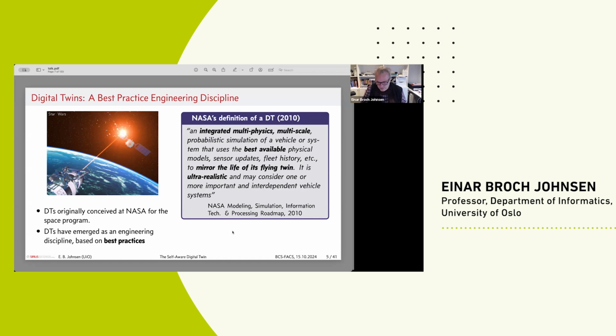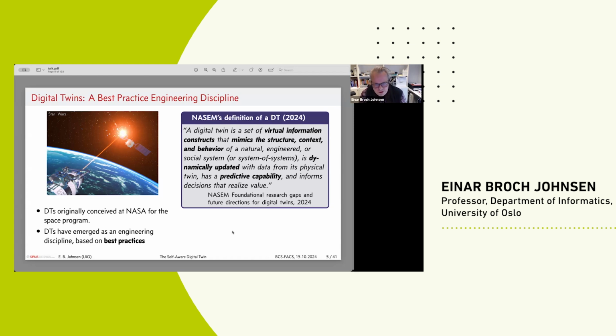Now, a more recent definition of a digital twin is one from the National Academy of Science, Engineering and Medicine from this year. It's still a US definition, from 2024, and it has changed quite a bit. Here they talk about a digital twin as a set of information constructs that are virtual, that mimic the structure, context, and behavior of a natural, engineered, or social system, or system of systems, is updated dynamically based on data from the twin system, and has predictive capabilities. For me, this is a more interesting, more abstract and high-level definition of a digital twin.